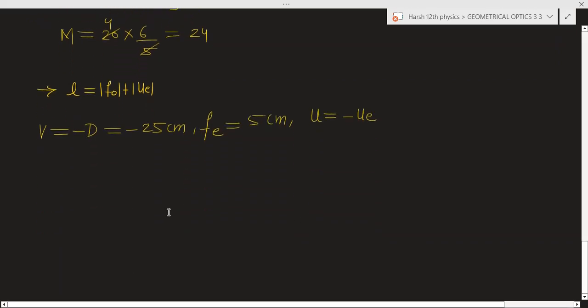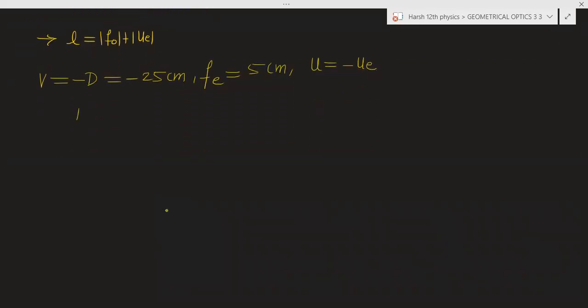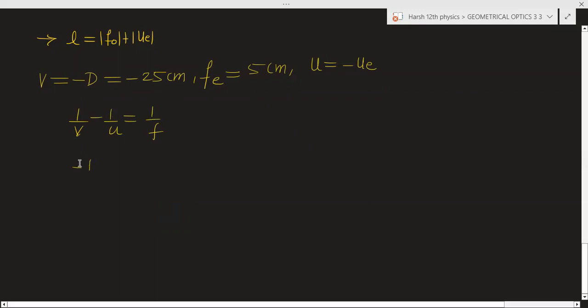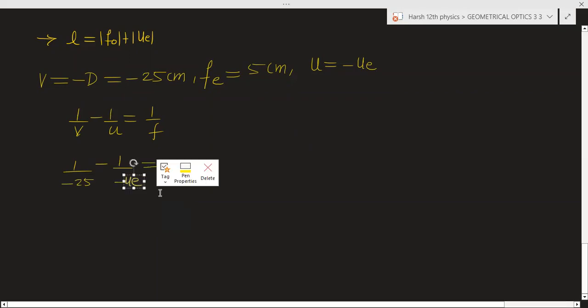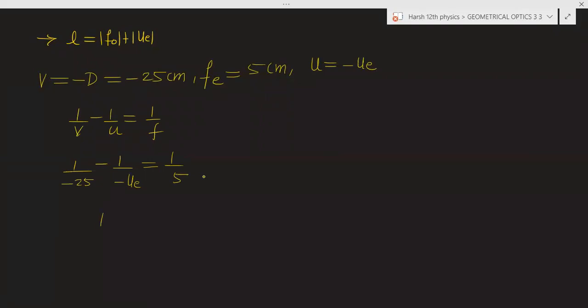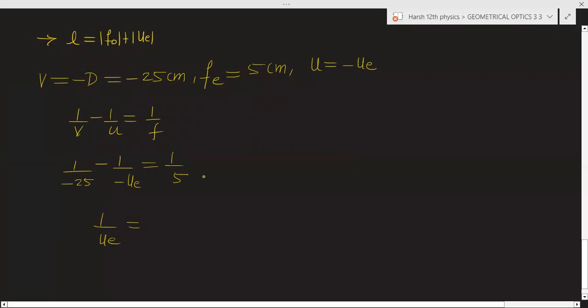Okay, u is equal to u_e. We have done this already. So we can apply 1/v minus 1/u is equal to 1/f. 1/v means 1 upon minus 25, so it will be 1 upon minus 25 minus 1 upon u, which is minus u_e, is equal to 1 upon 5. So you will have 1/u_e is equal to 1/5 plus 1/25.